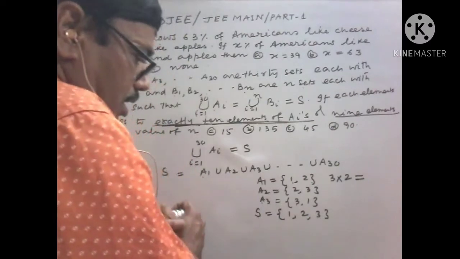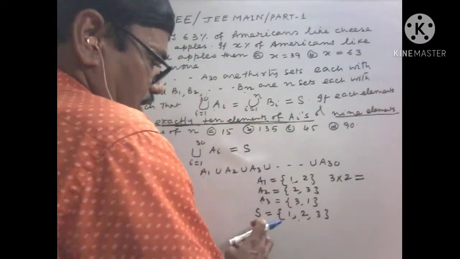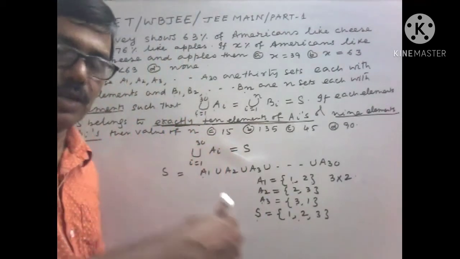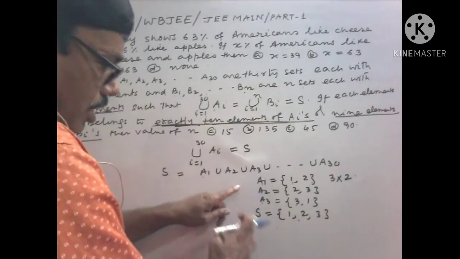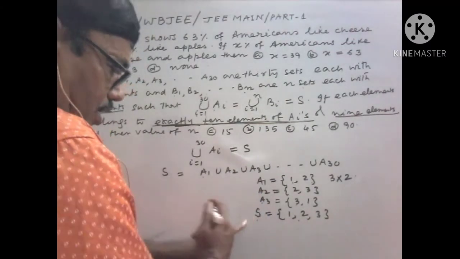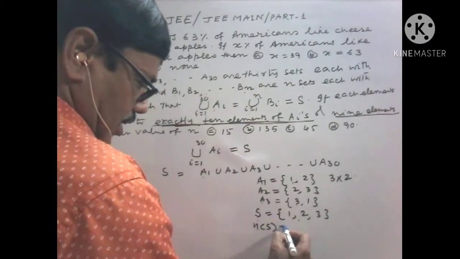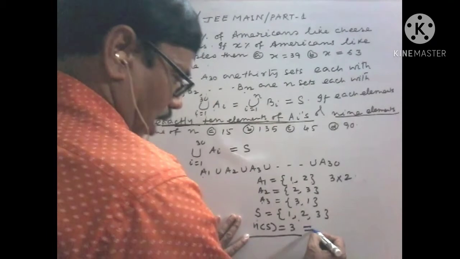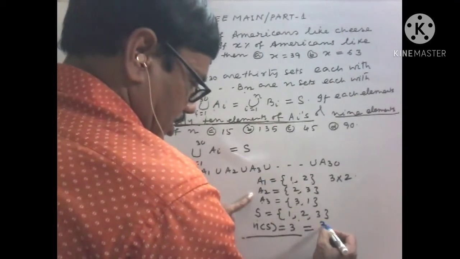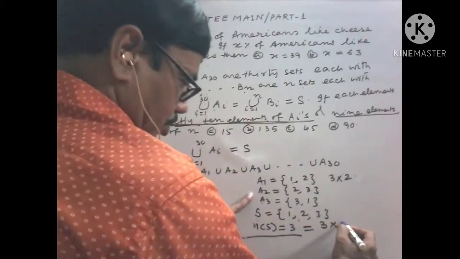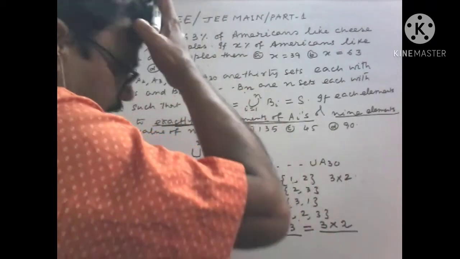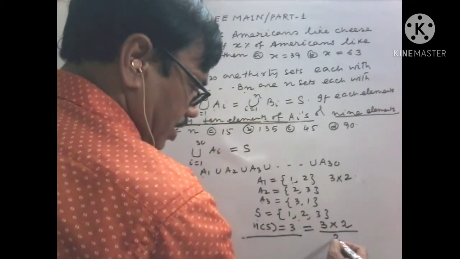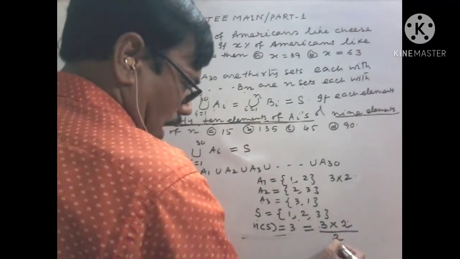Now the number of elements in S is 3, so n(S) equals 3. How is it obtained? There are 3 sets, each with 2 elements, so 3 into 2 equals 6. And each element is common to exactly 10 of the Ai's, which here means exactly 2. So n(S) equals 3 into 2 by 2.